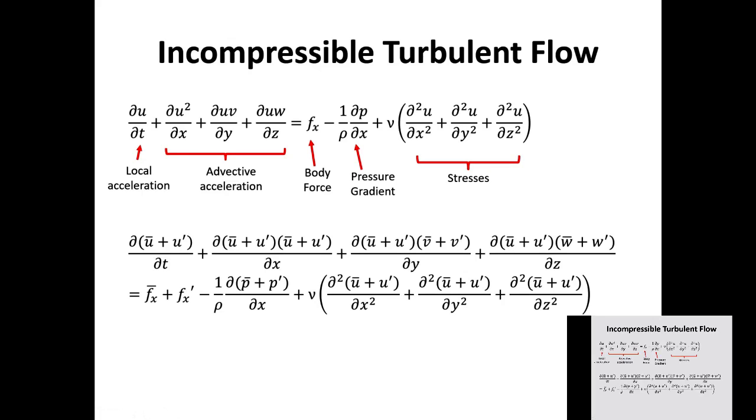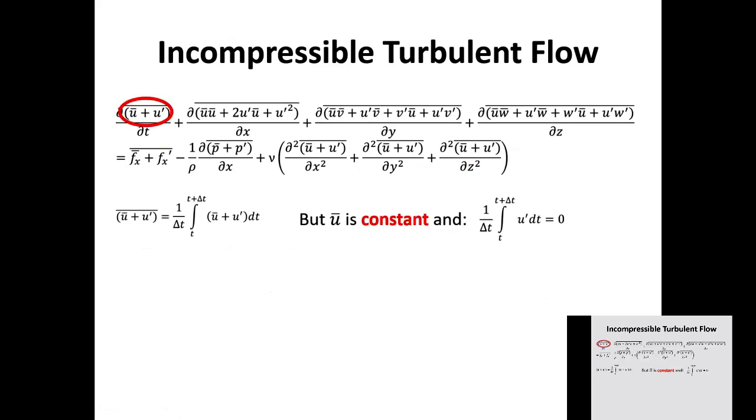And if you replace your u with u bar plus u prime or u dash, and v with v bar plus v prime or v dash, so v prime and v dash are the same. So you write the Navier-Stokes equation like this. That's your Navier-Stokes equation for turbulent flow.